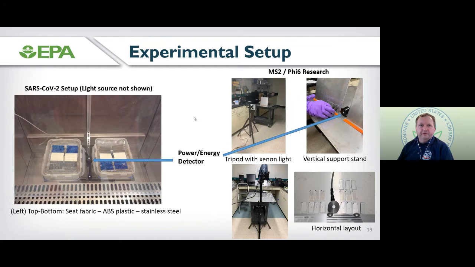The experimental setup is relatively straightforward. On the left side is the layout of the coupons. The light itself is not visible, but it comes in from above. The materials you will see identified are your seat fabric, your ABS plastic, and the stainless steel coupons that are laid out. On the right side, you see the setup as it was done for the MS2 and 5/6 research. We had a UV light source on a stand, and we would expose the coupons to this light, either with the coupons in a vertical orientation or in a horizontal orientation. The meter in between that you see is our power and energy detector.